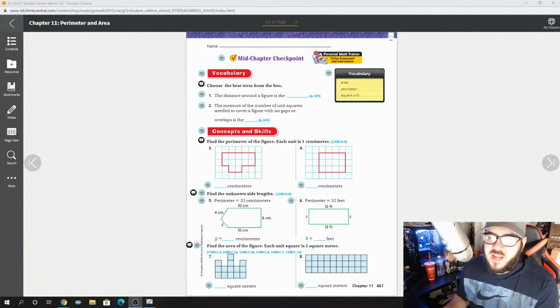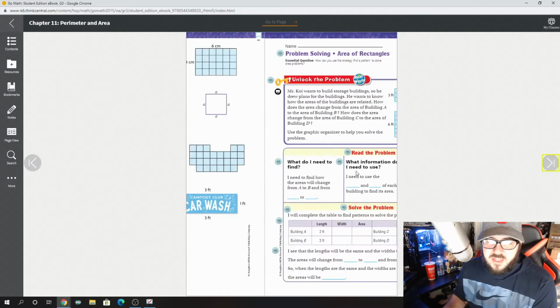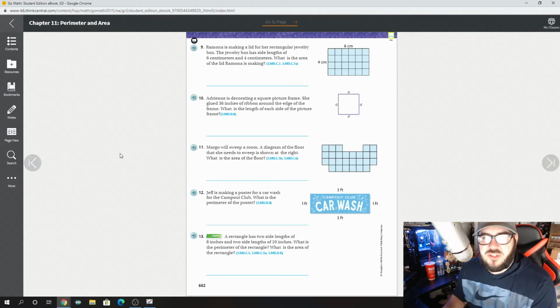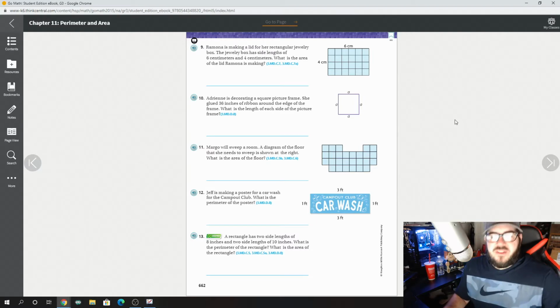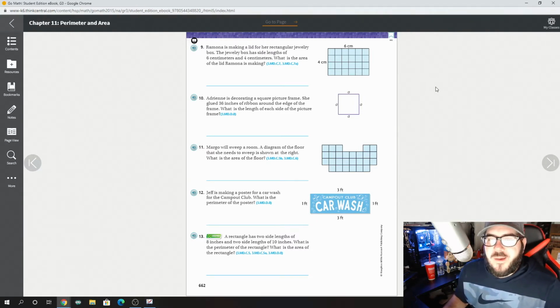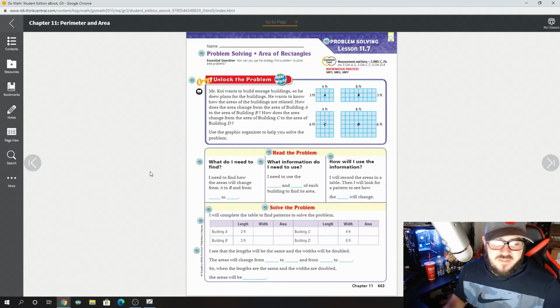If you do decide to do this assignment, there are 8 questions on the first page, and there are 5 questions on the back. If your scholar completes that, you can upload it to Google Classroom or send me a picture of it through my Google Voice number for some extra credit. So just an option, just to check and see how your scholar's doing if you'd like to. But let's go ahead and get into lesson 11.7.